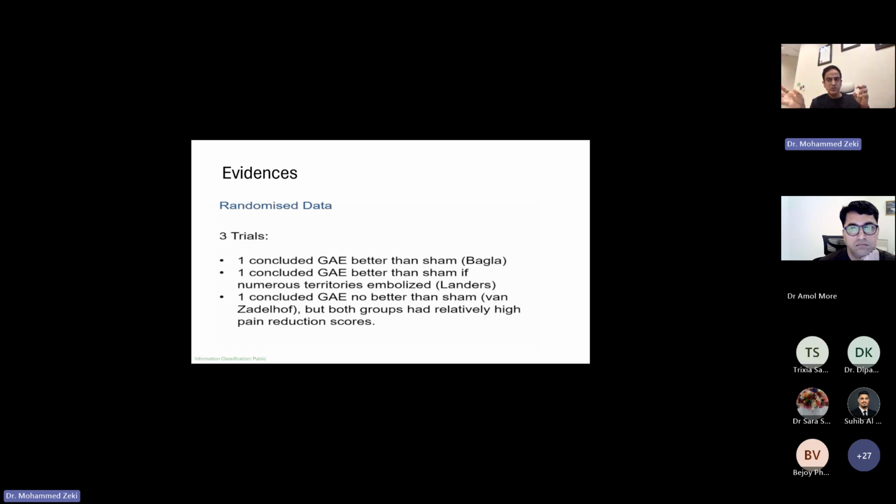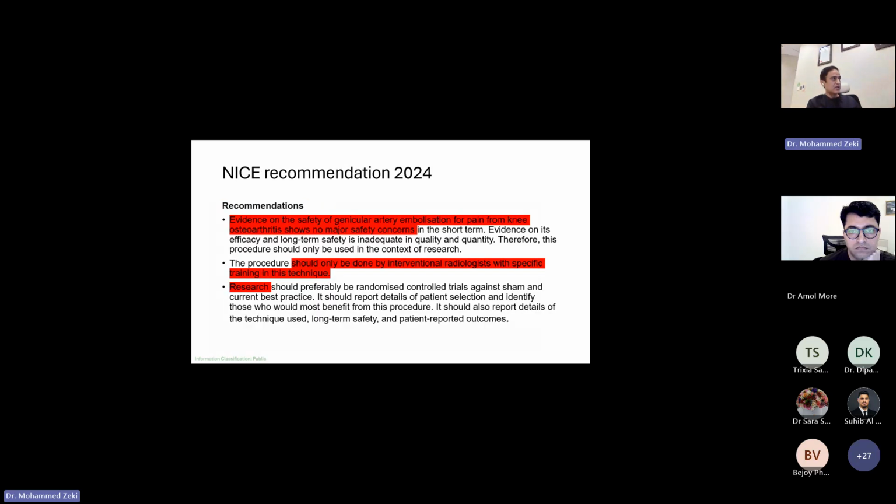They did a sham procedure. Sham, for the people who don't know what I mean: they went inside, but they injected no particles, nothing. And the other patients received the proper embolization. He concluded that genicular artery embolization is better than the sham. There is another one done by Landers in Europe, and he also found there is a benefit. And there is one study which found there is no difference. However, in the last study, interestingly, there was more pain relief in the patients who had microembolization.